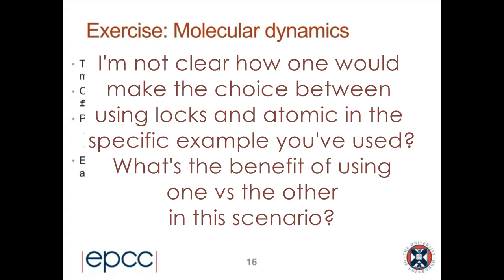Okay, the question: how would you choose between using locks and atomics? If the situation allows you to use atomics, if you meet the requirements for atomics, which is you have a single statement update of the prescribed form to a variable of basic type, so a floating point or integer value typically, then you should use atomics because that allows the most optimization. Locks would be useful if you have an update that doesn't meet that type of requirement: if it's not a basic type, or if you have an update which is more complicated than what can be expressed in a single statement.